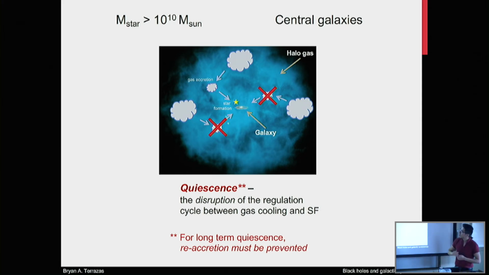And for long-term quiescence, we really need to prevent the reaccretion from happening continuously, because this halo is not going anywhere. It still wants to accrete down into the galaxy and form stars. And so the question is, do we see this kind of disruption in observations? And the answer is absolutely.